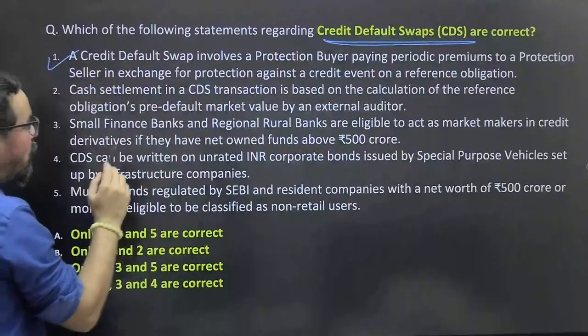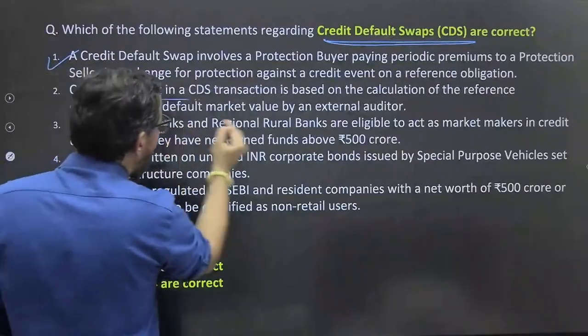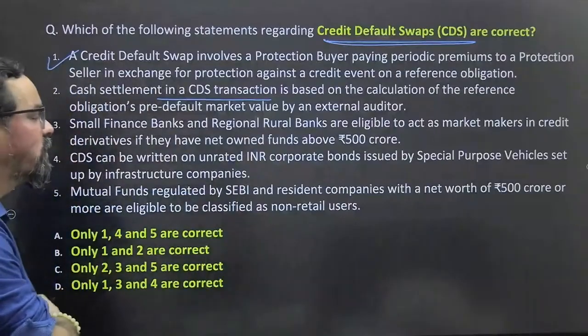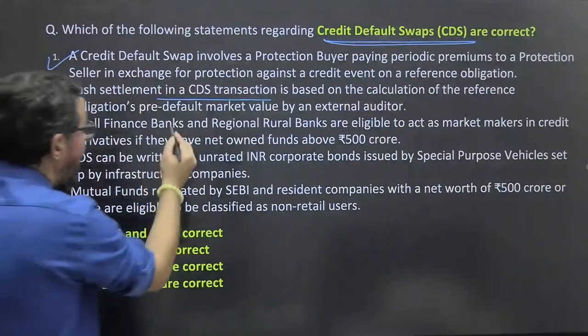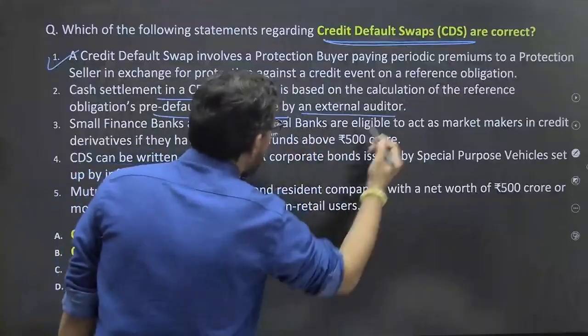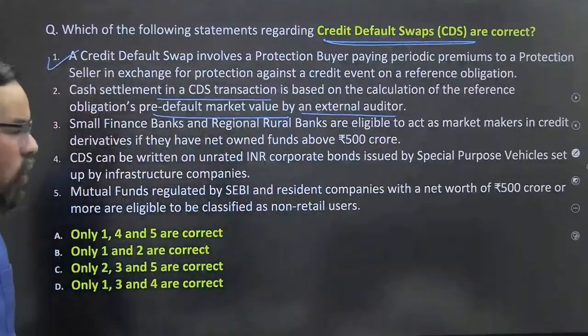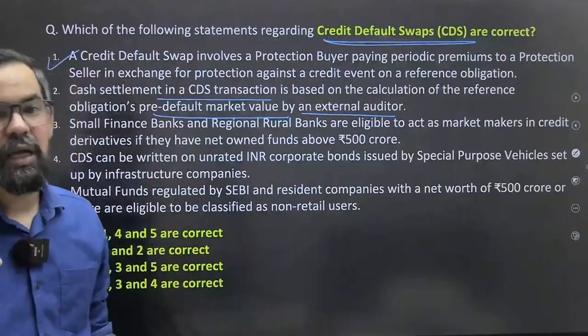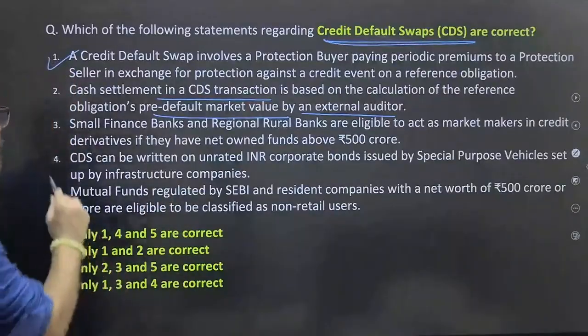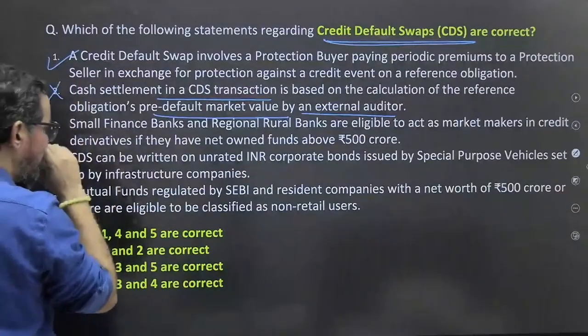Credit default cash settlement in a credit default swap transaction is based on calculation of the reference obligation's pre-default market value by an external auditor. No, this is wrong. It should be the market value plus the other losses which generally come under this. This should not be the right answer for this one.